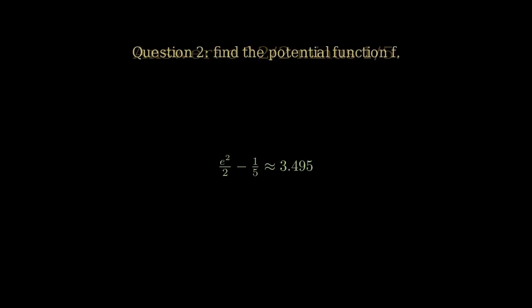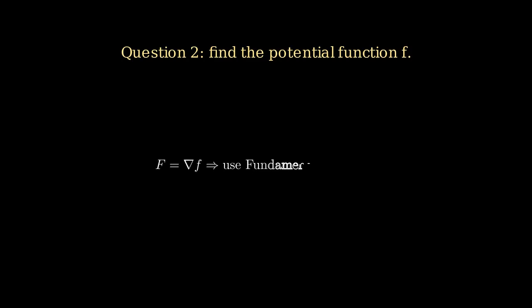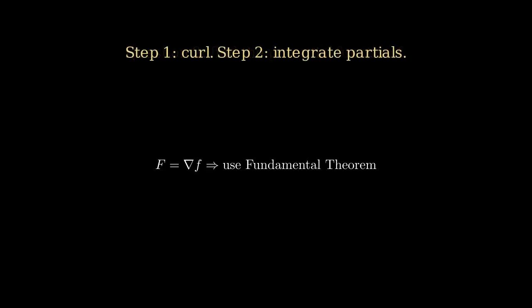Question 2. Find the potential field first. Pattern to recognize. Whenever a question hands you a potential function directly or asks you to find one, this is a strong hint the field is conservative, meaning you should use the fundamental theorem for line integrals, not a full parametrized integral. The general method here has 4 steps.